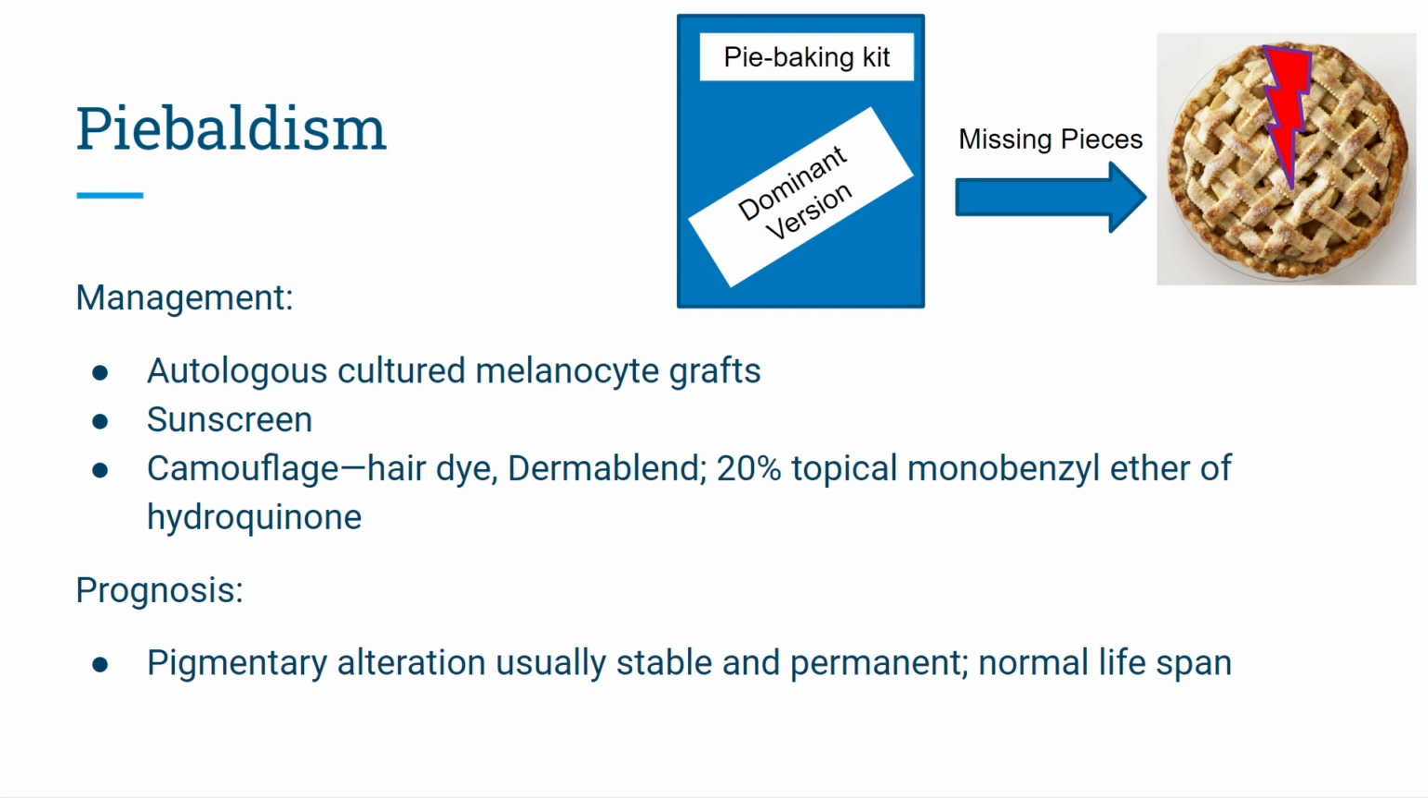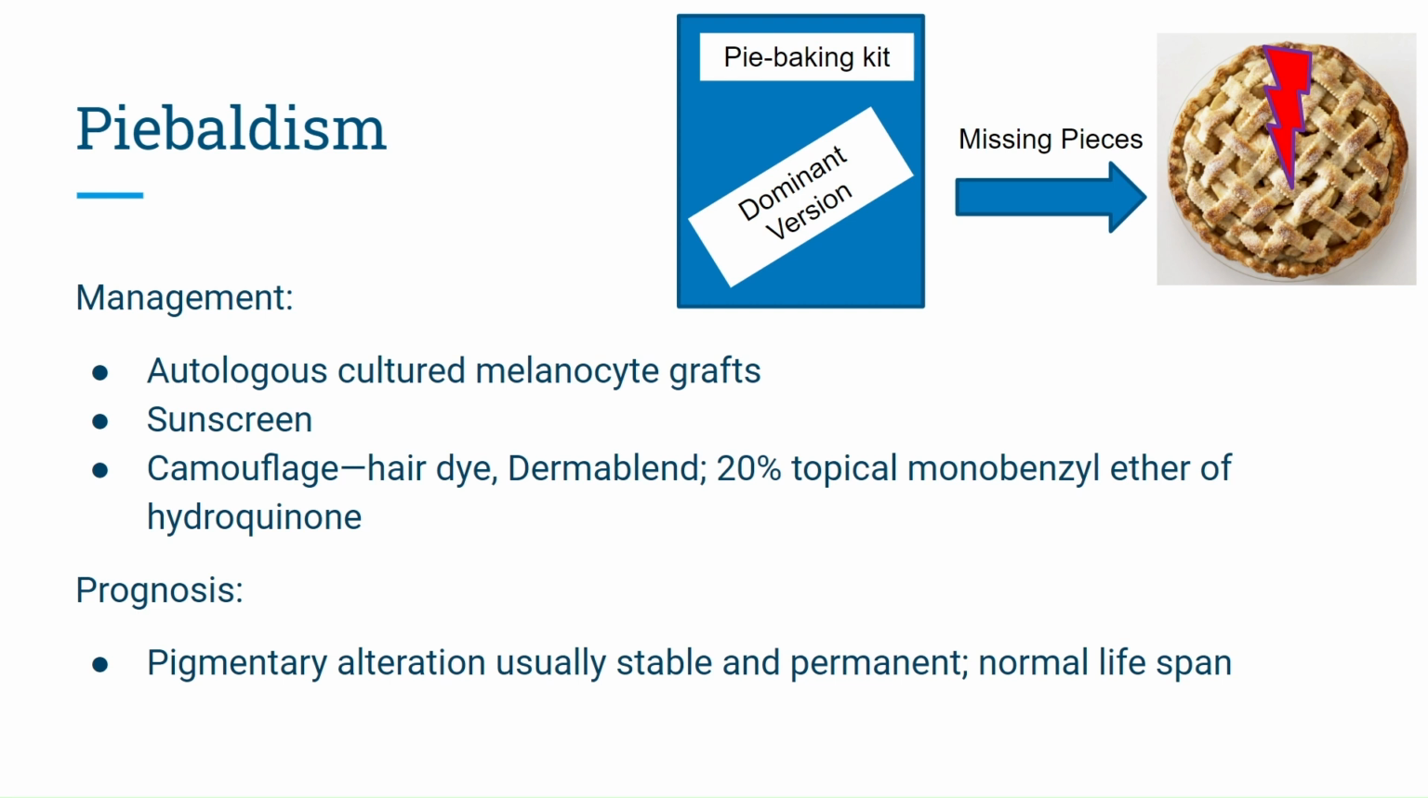Through management, you're going to notice that you can do autologous cultured melanocyte grafts. Ultimately, you're going to need heavy sunscreen, especially in those areas of depigmentation because you have no UV protection. Some people do a camouflage type where you do hair dye, you can use Dermablend, and 20% topical monobenzyl ether of hydroquinone maybe would be effective.